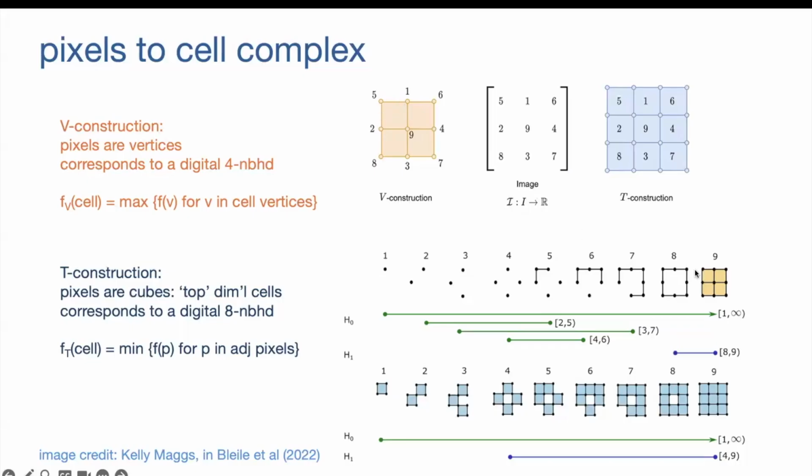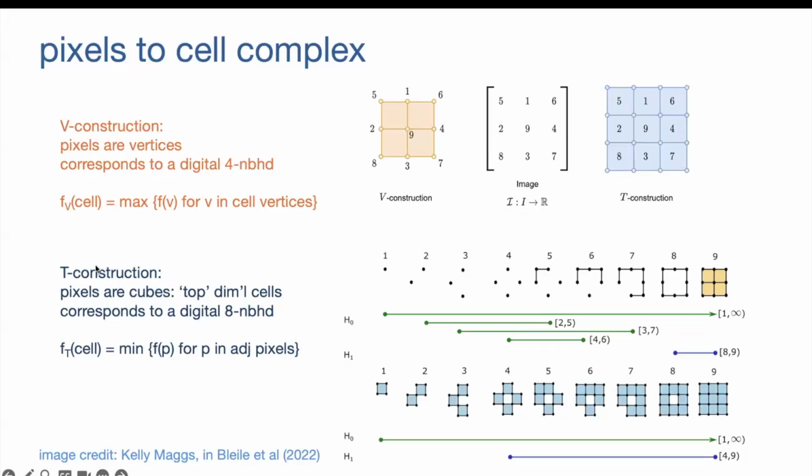And then the squares here, the cubes, can only come in at the very last value in the filtration, pixel value 9, because that one's in the center, and so all the cubes take 9 as their value. Okay, in the T construction, we do something a bit like the reverse here. We add a pixel and all its faces. So all the faces of a square take the minimum value of their adjacent pixel patches, okay?